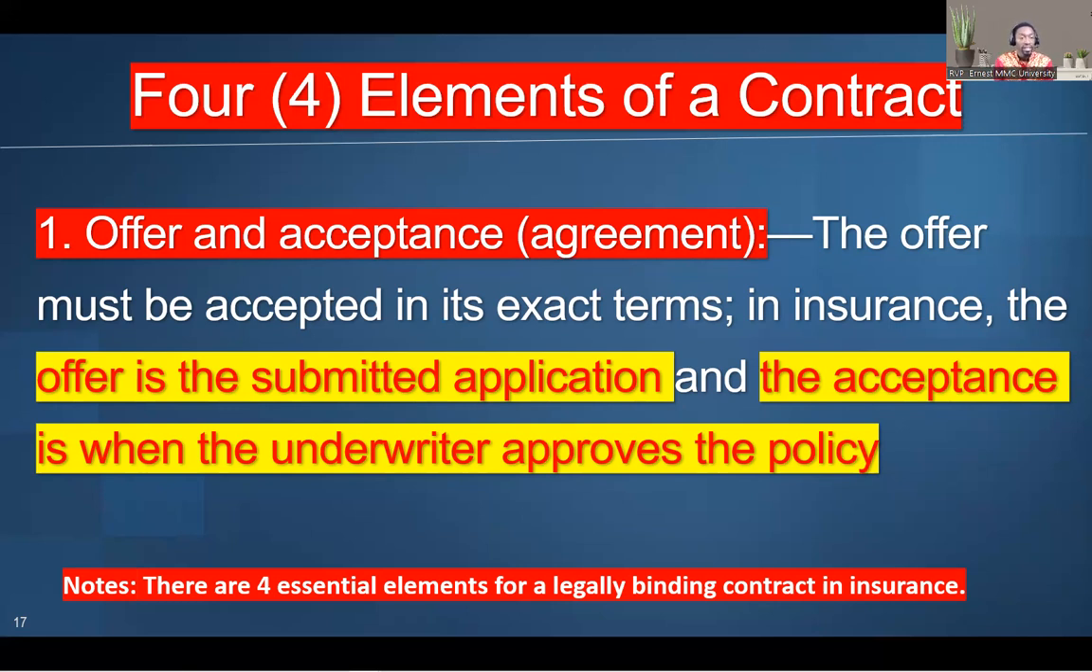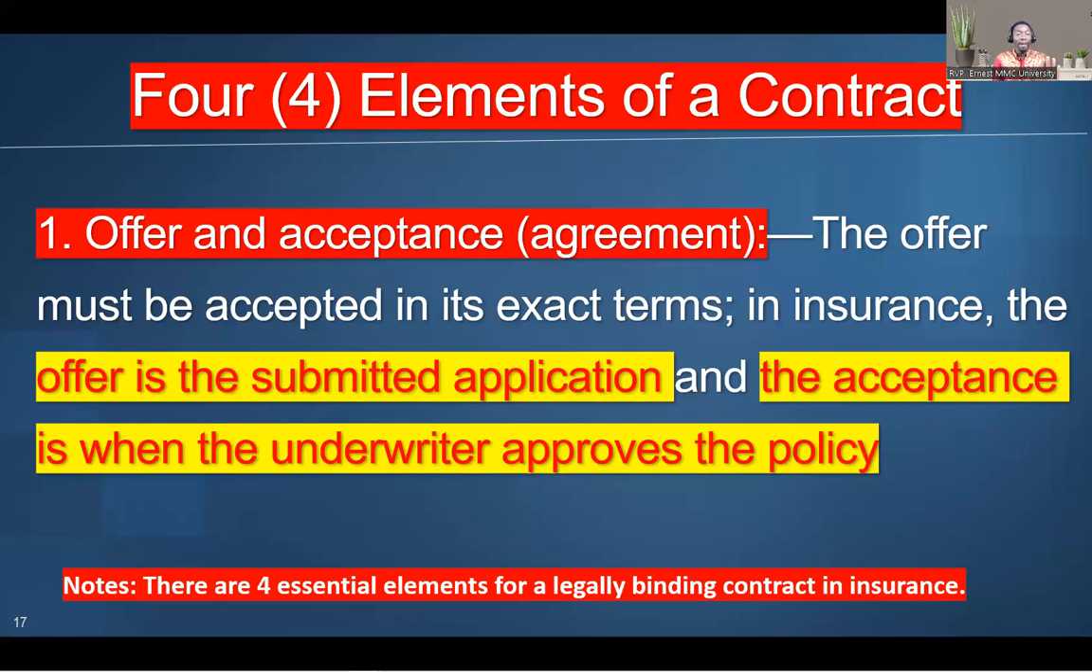When it comes to insurance, the offer is the submitted application. So now when a client or an applicant submits an application, that means they're making the offer. So that means the applicant always makes the offer. And now when the underwriting department does what they need to do and checks the applicant out, everything looks good, and they approve the policy, now acceptance takes place. So the acceptance is when the underwriter approves the policy.